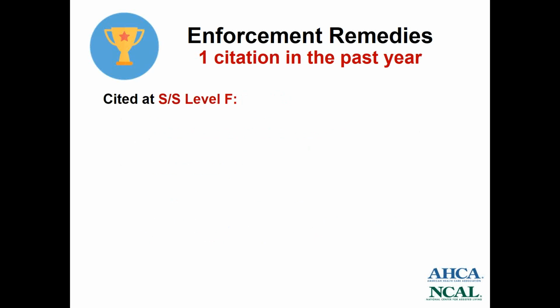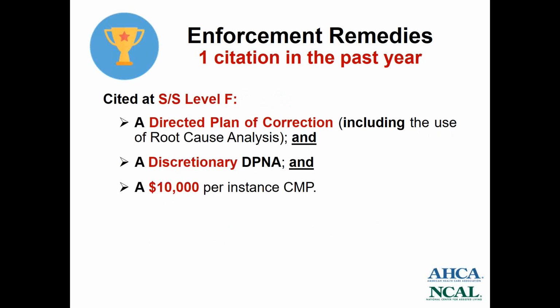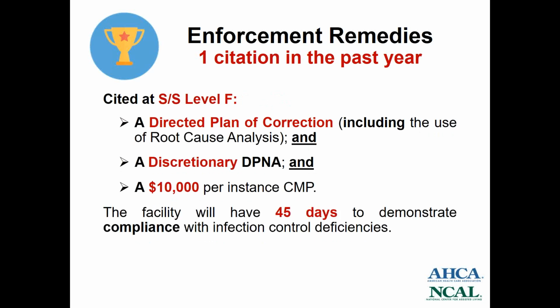Now let's take it on to what happens if your scope and severity is an F level citation. Again, you'll have a directed plan of correction. You'll have a discretionary DPNA. And now in addition to that, you'll have a $10,000 per instance civil money penalty. And again, 45 days to demonstrate your compliance.